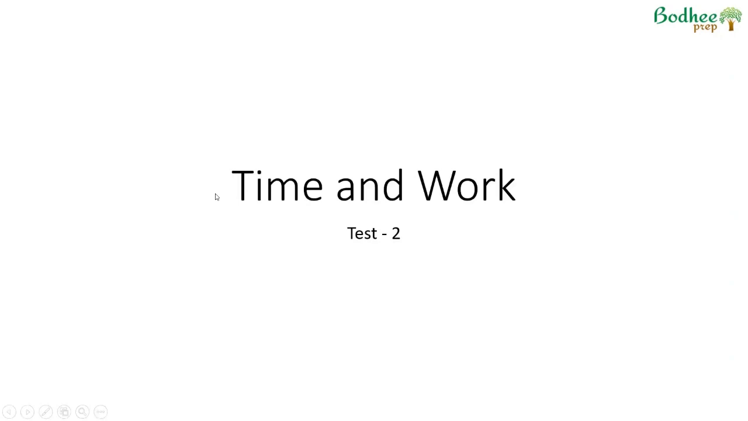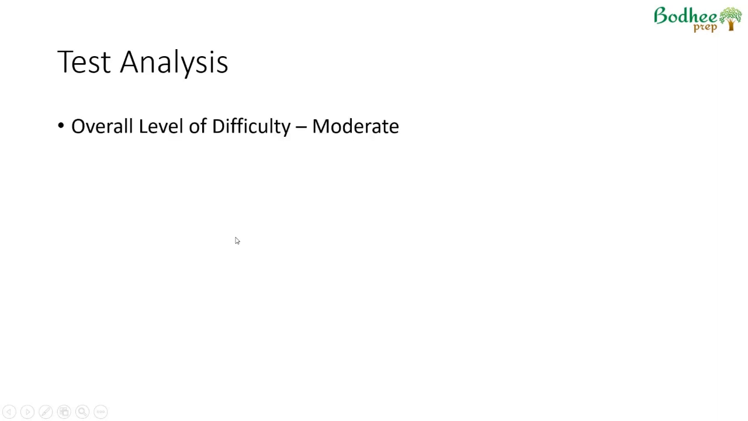This video specifically talks about the time and work topic, and the discussion is about test number 2. Overall, this test was of a medium, moderate level of difficulty, and a good attempt would be 6 questions. Getting 6 questions correct would mean you will end up scoring more than a 95 percentile.